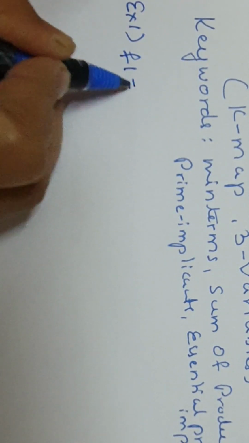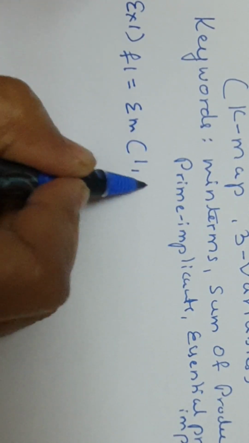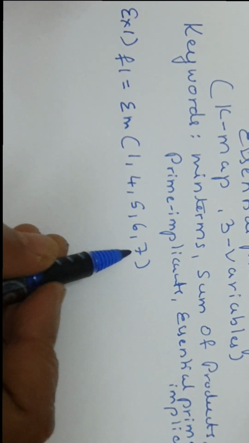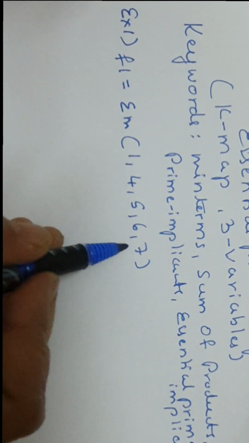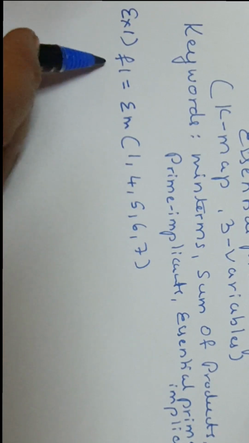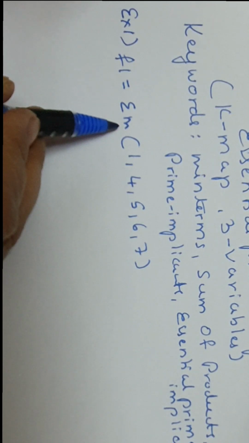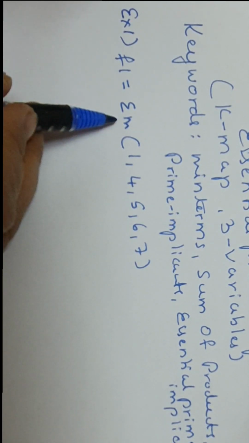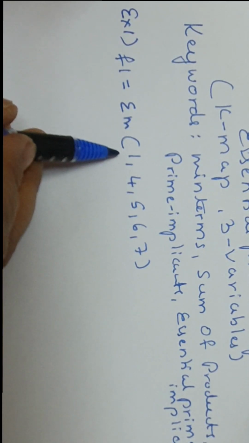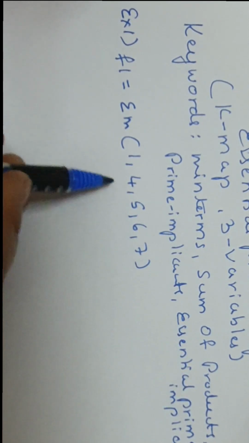How to simplify the given function f1, which is sigma m of 1, 4, 5, 6, 7. Here in the function 7 is the biggest one. This is minterm xyz, meaning it needs minimum 3 variables. Hence the given function is a 3 variable Boolean function. Sigma m indicates it is sum of minterms 1, 4, 5, 6, 7. Each are product terms here. So the given Boolean equation is in the form of sum of products form.